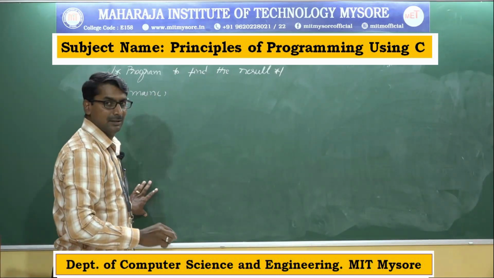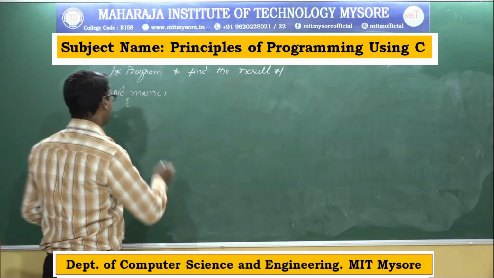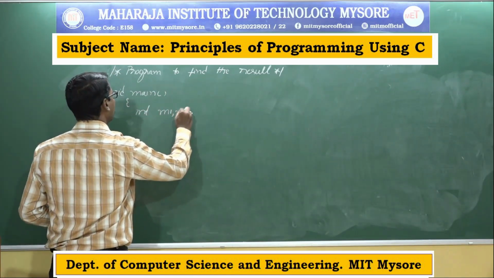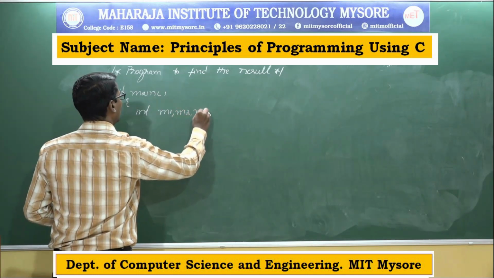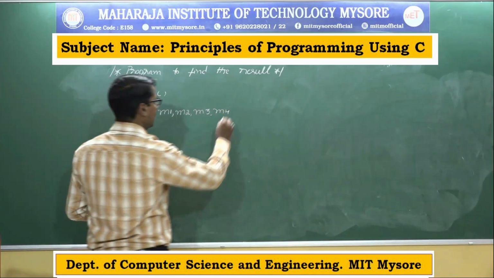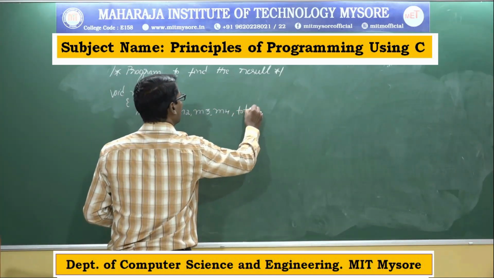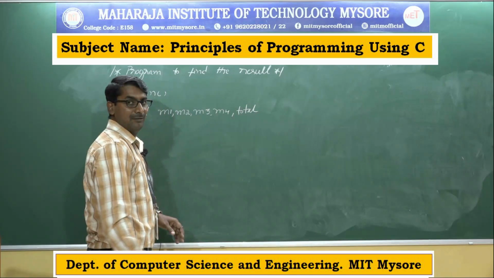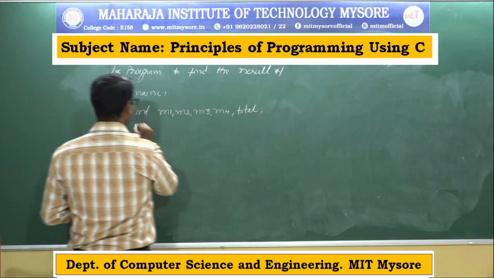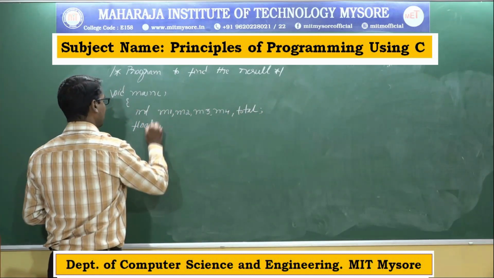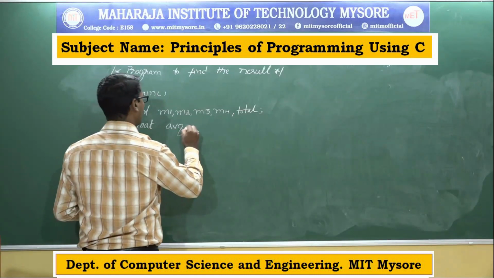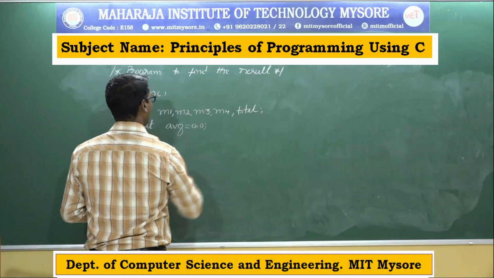So already mentioned we need to read 4 subject marks. So int, I'll consider M1, M2, M3, M4, then total. Total is a variable for finding the sum of these 4 marks. Then float AVG, average marks, is equal to 0.0.